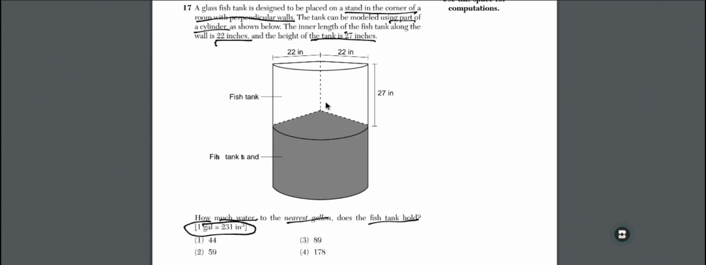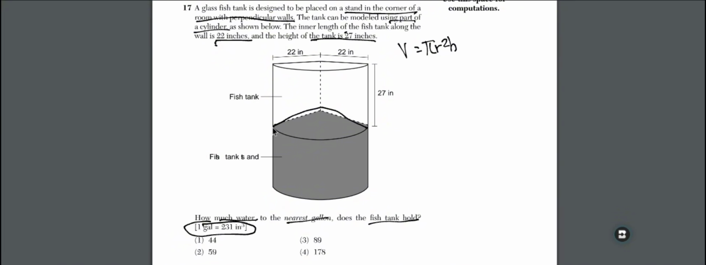So, I see a cylinder. So the first instinct that I get is to go and use the cylinder formula on my reference sheet, which is V equals pi r squared h. And I know that is an instinct, but I want you to recall the question. It says that the glass fish tank is designed to stand in a corner of the room. And we can see that the diagram, this is not a full circle. So we cannot use the cylinder formula as is.